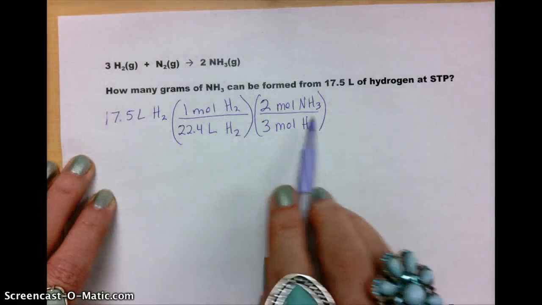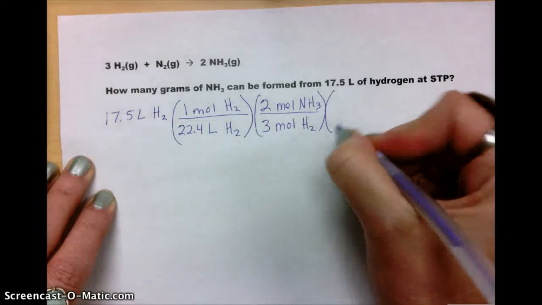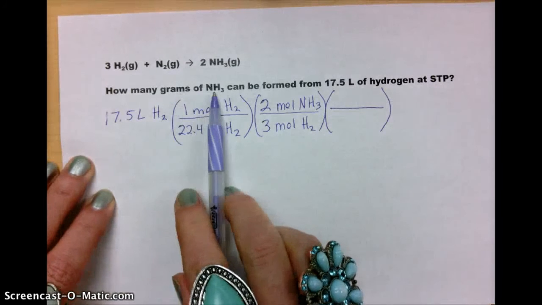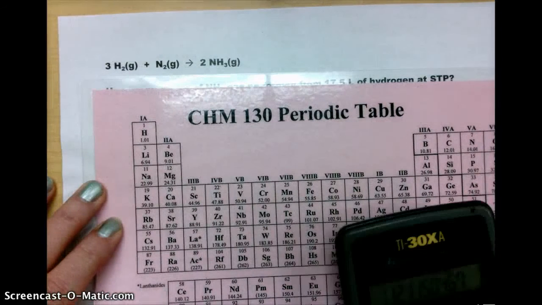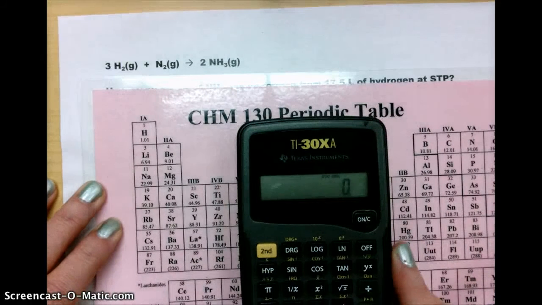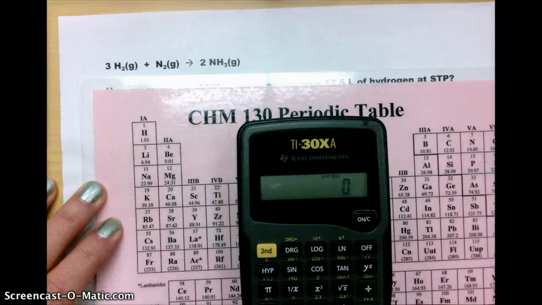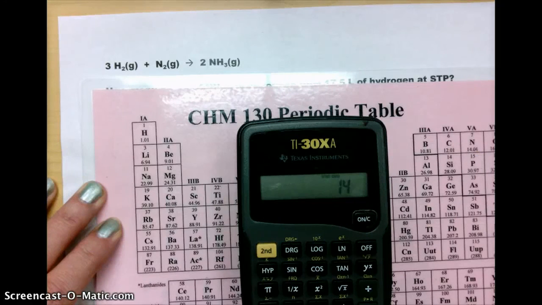My last step is to be going from moles of ammonia to grams in order to answer the question. To calculate the grams in 1 mole of ammonia, I'm going to have to go back to the periodic table and add up the molar mass of ammonia. So that's 3 hydrogens and 1 nitrogen. So 3 times 1.01 plus 1 nitrogen, which is 14.01, equals 17.04 grams in 1 mole.